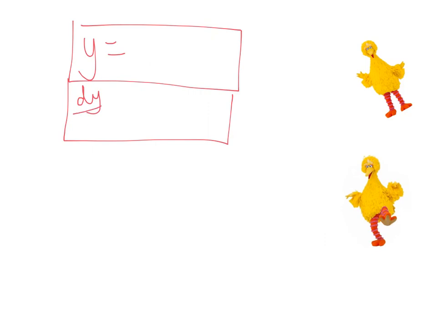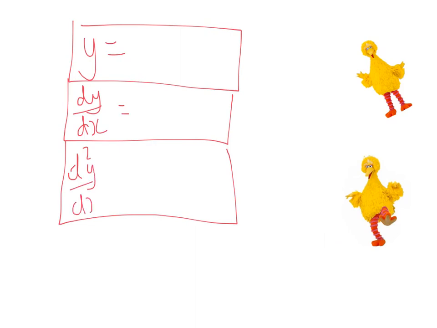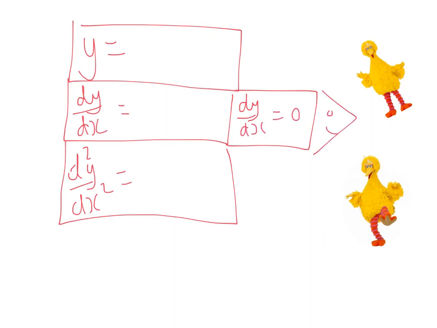Okay, so just to clarify, if we get a question that says stationary point, we are going to do the bird. So we are going to set ourselves up with one box with y equals, one box with dy by dx equals, where we've done our differential, one box with d2y by dx squared, and then we are going to do the bird by solving dy by dx equals 0, and then we should be fine.